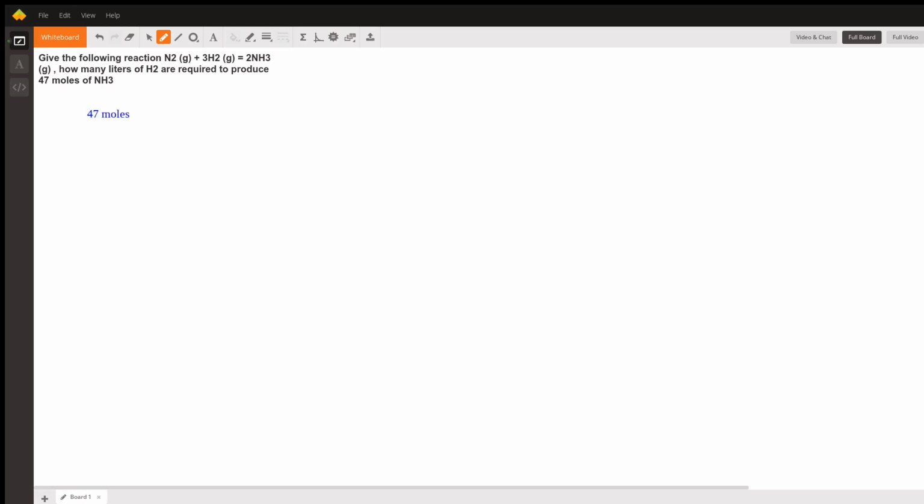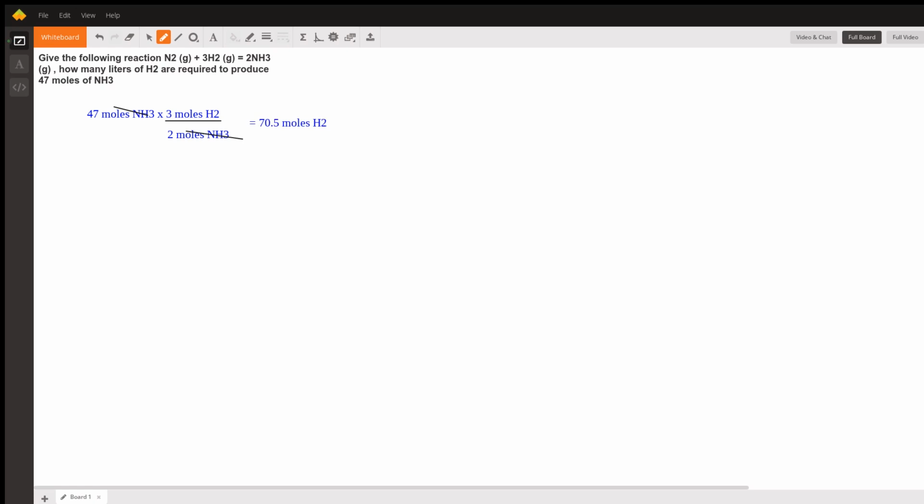So I'll do that here, 47 moles of NH3, and multiply that by 3 moles of H2. H2 goes on the top because we're trying to get rid of the NH3, right? Divided by 2 moles of NH3. So when we put that in the calculator, we cancel this out. The answer is 70.5 moles of H2. So that's how many moles are in 47 moles of NH3.